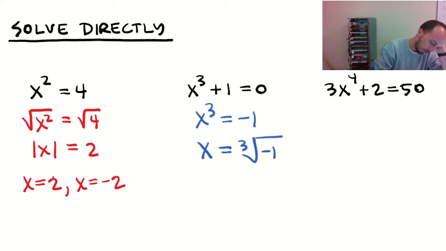Okay? And the cube root of -1, you might be thinking that, okay, that's bad news, but it's okay. Think about it. Is there a number that I can take to the third power and get -1? And there is. I can take -1 to the third power and get -1, so okay, x equals -1.